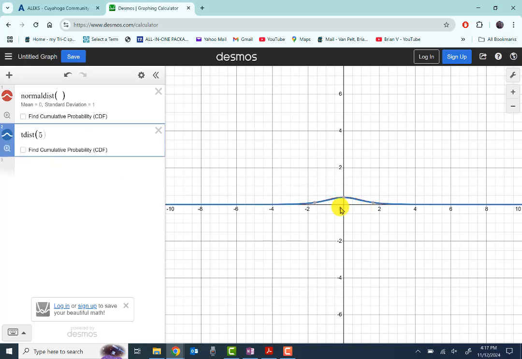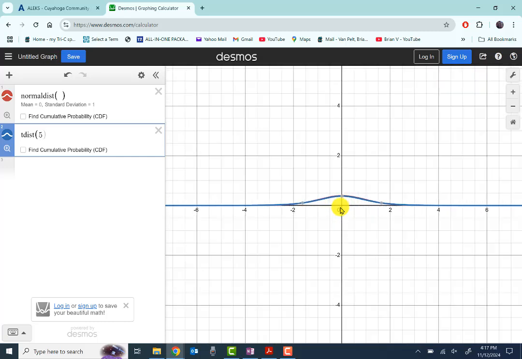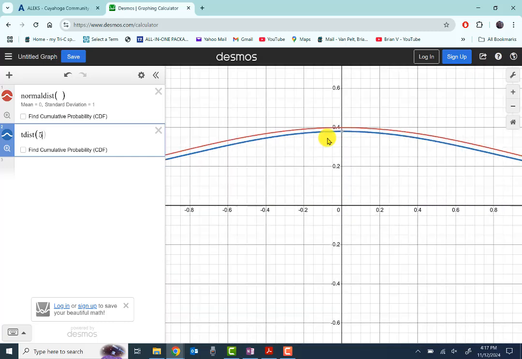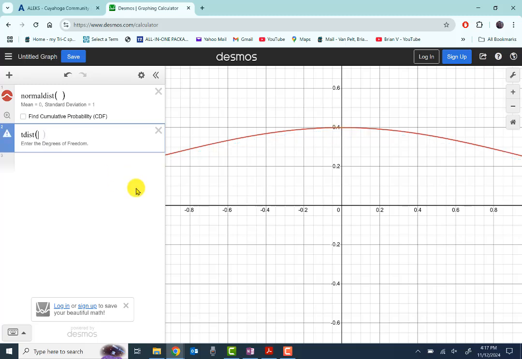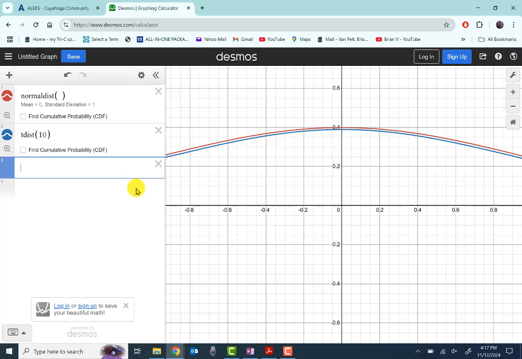Now, it looks like they're exactly the same, these two graphs, but let me zoom in so that you can see there's a gap. The red one is the normal distribution, and the blue one is this T distribution. So you can see they're a little bit different. What happens is this. As you increase the degrees of freedom, which also means increasing the sample size, look what happens. It gets a little closer. And if I come back up, let's make it even 20, you'll see it gets even closer.